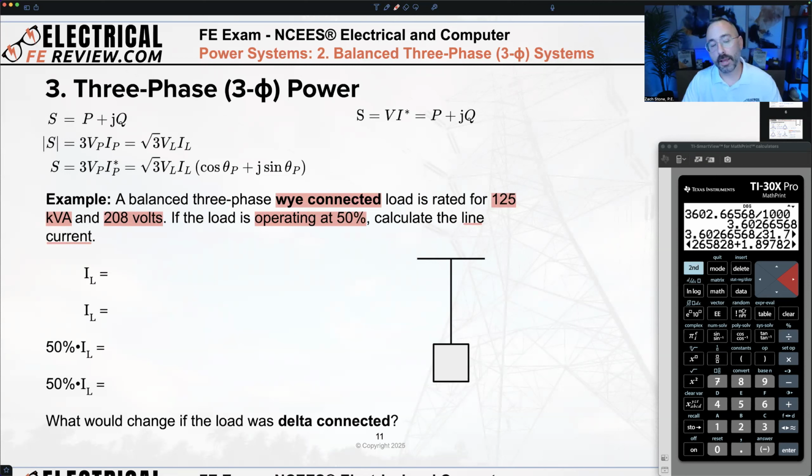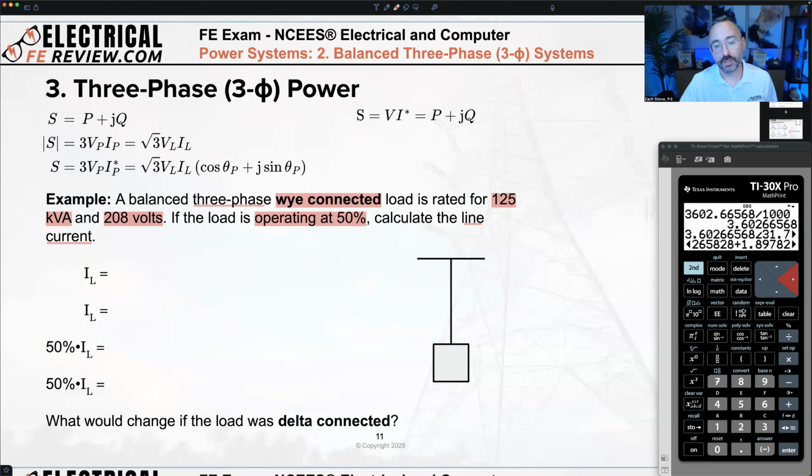My load is Y connected, which already tells me it's what? I already know it's three phase. It's a little redundant, right? Sometimes I'll tell you both. Can I have a single phase Y connected load? Can I have a single phase delta connected load? I can't. I could look at one phase of a Y connected load, I could look at one phase of a delta connected load, but Y and delta, these are three phase connections.